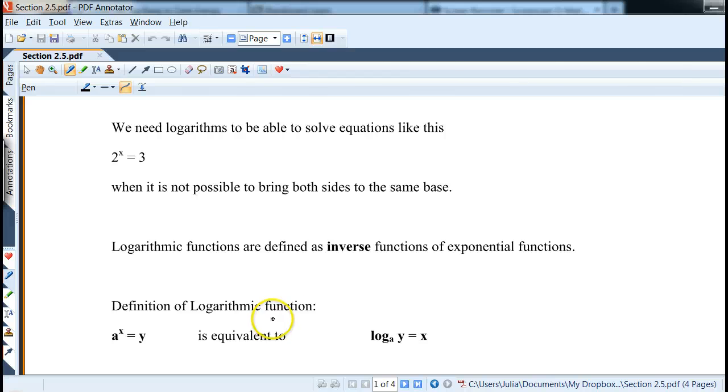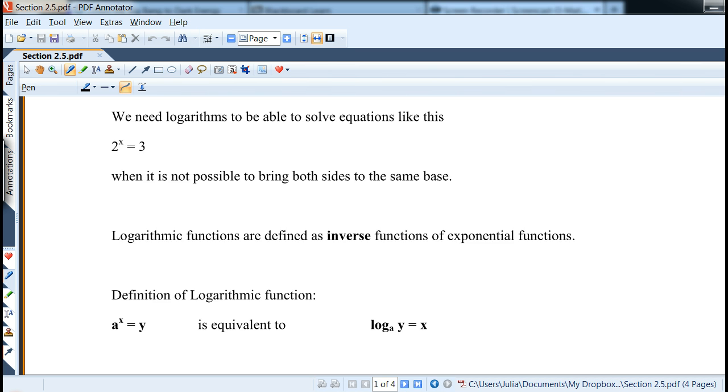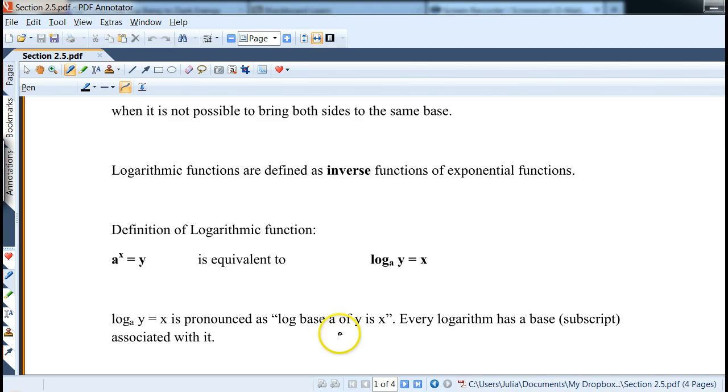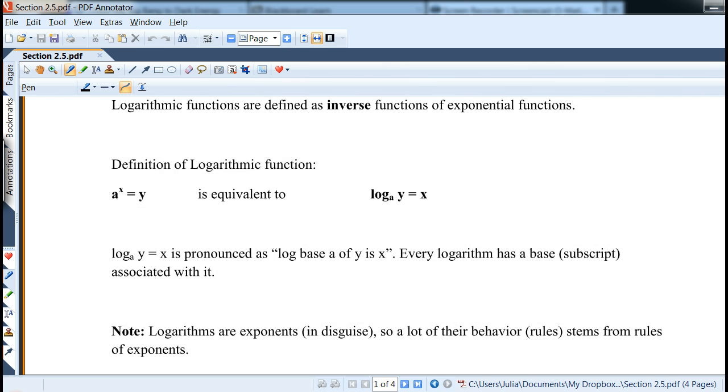So the definition of the logarithmic function. Well, if we have this definition, we call it the exponential definition, which is a to the power of x is equal to y. If you recall, this is the definition of an exponential function. We can translate it to the logarithmic form, which states as log base a, this is a little subscript that you see, of y is equal to x. So x is essentially the exponent. So logarithms by definition are really exponents, and they follow a lot of the same rules as exponents do. So what else can we know? Yes, we can read it as log base a of y is x. So let's take a look.